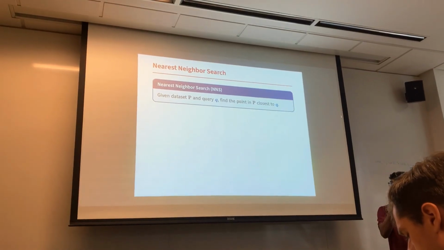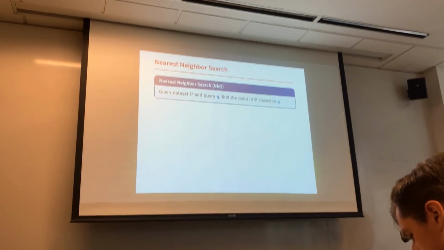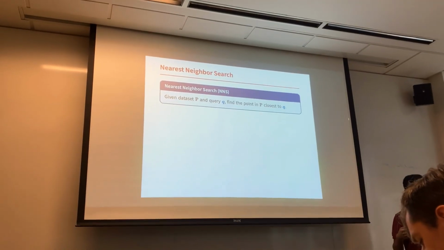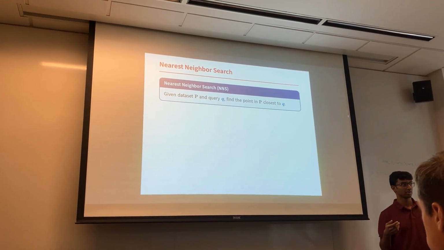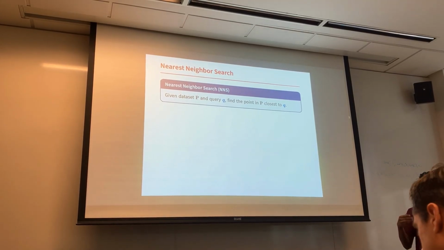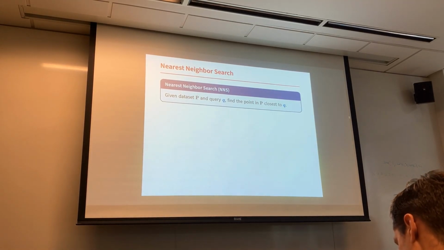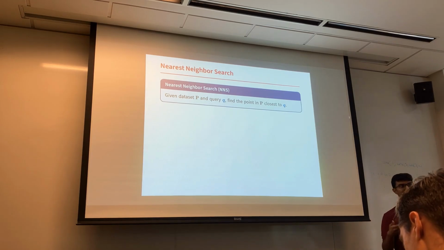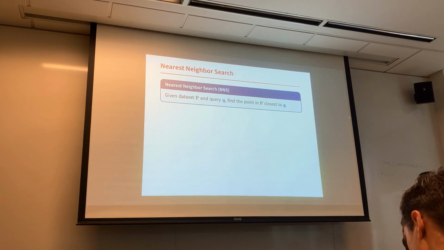just a single point. And the task is to find the point in our data set that's closest to Q, right? Closest with respect to some sort of metric or similarity measure. Now, nearest neighbor search is a very deep problem in theory, and it's been studied for decades and decades in all sorts of contexts. And there's tons of algorithms for solving nearest neighbor search.